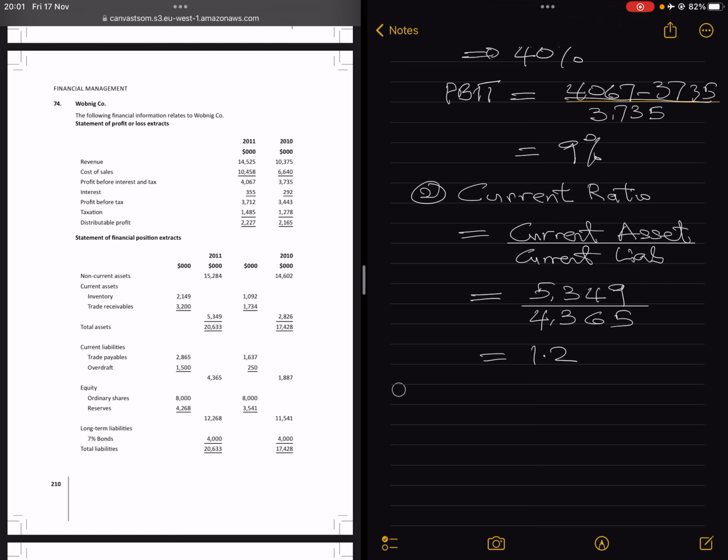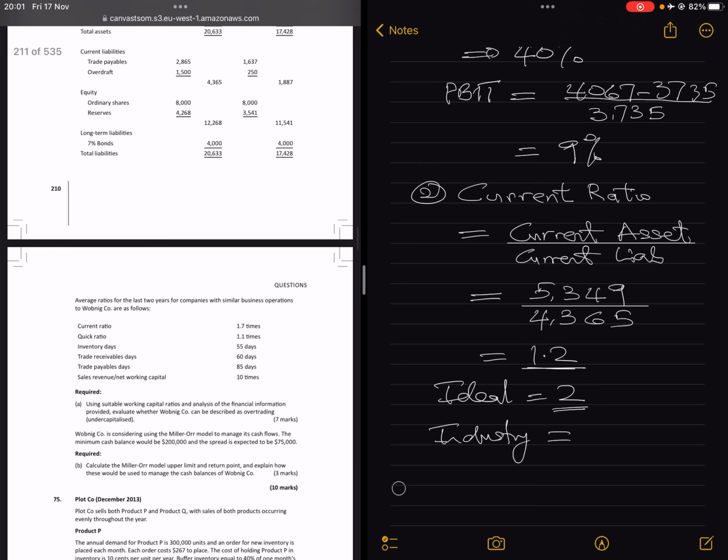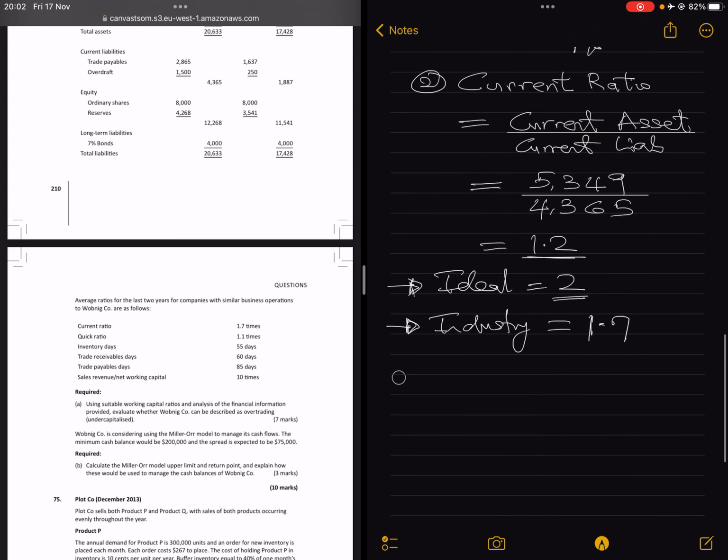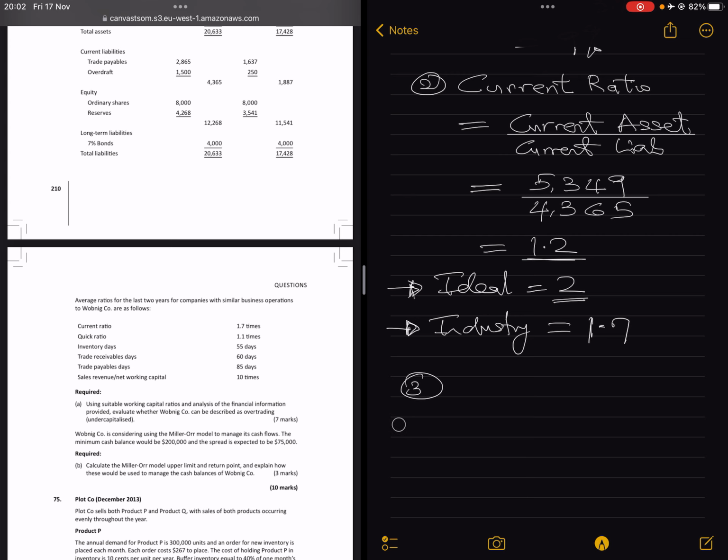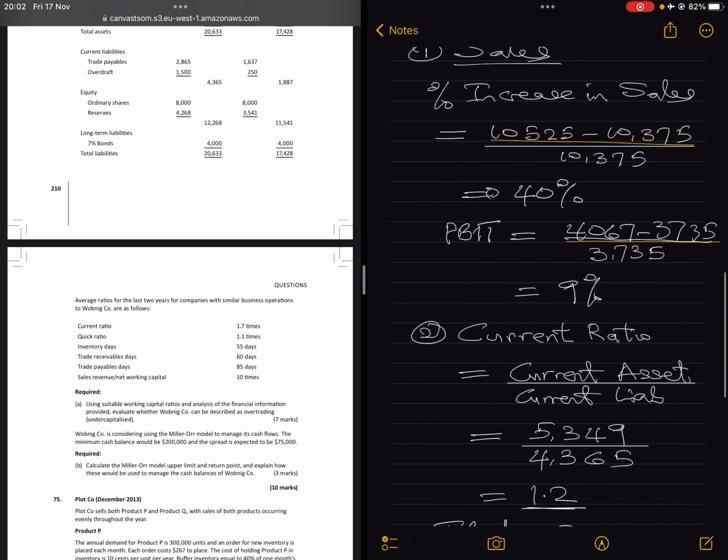Ideally, you expect an ideal current ratio to be 2. So you already see a signal. This is 1.2, which is less than ideal. And beyond that, even the peer in the industry, as given in the question, is doing 1.7. So by all means, this company is doing worse than ideal and also worse than the industry. So with these two reasons, it's still tending towards overtrading. But we'll go ahead. Let's look at the third ratio, which is quick ratio.